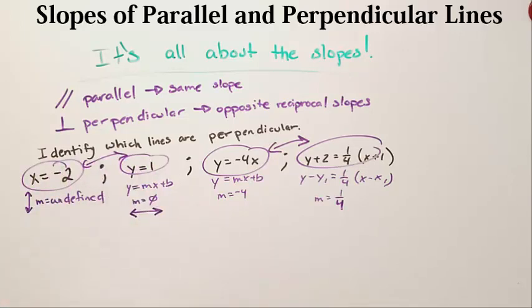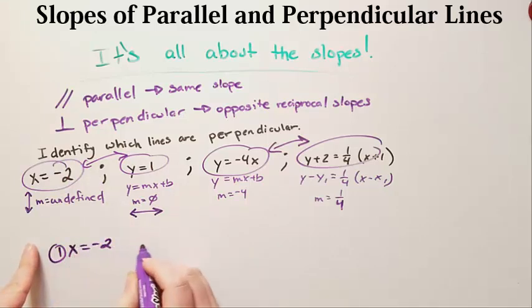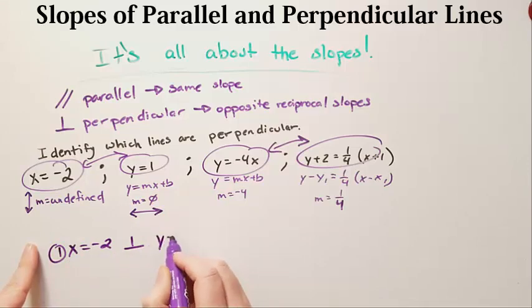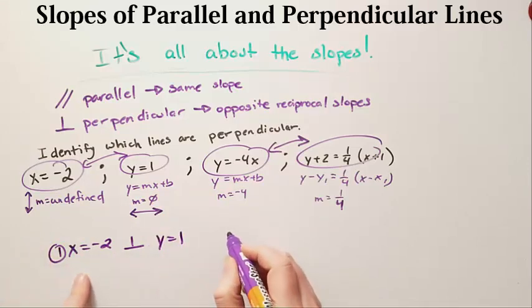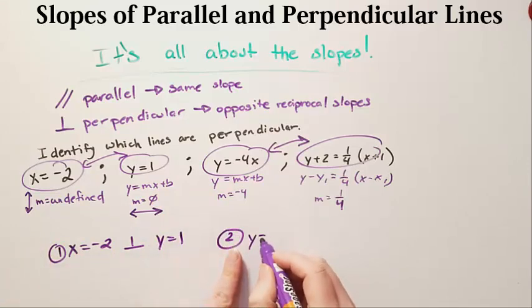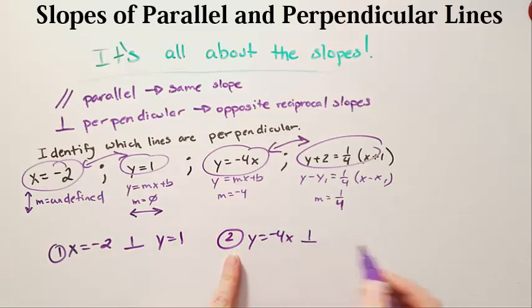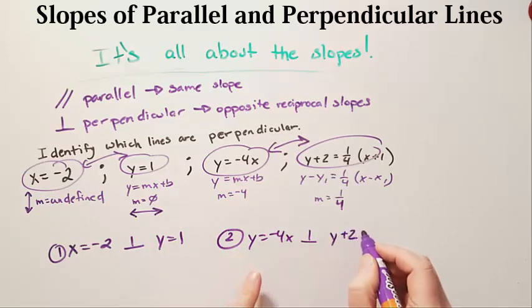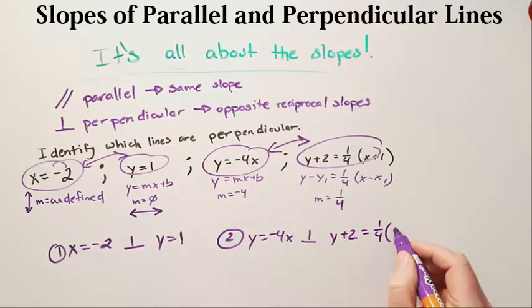So how would you write your final answer? You would say that x equals -2 is perpendicular to y equals 1. That's set number 1. You would also say that y equals -4x is perpendicular to y plus 2 is equal to 1/4 times the parenthesis of x plus 1. So those two lines are also perpendicular.